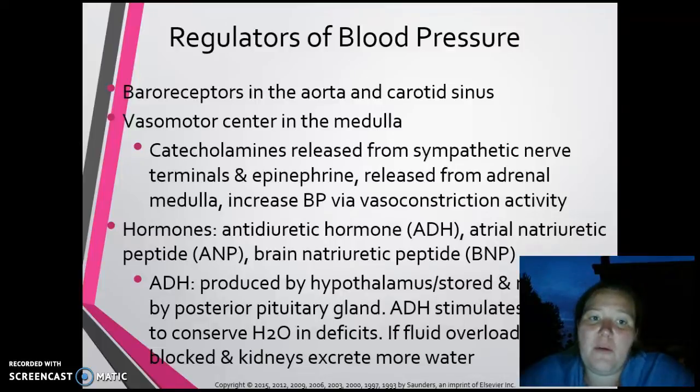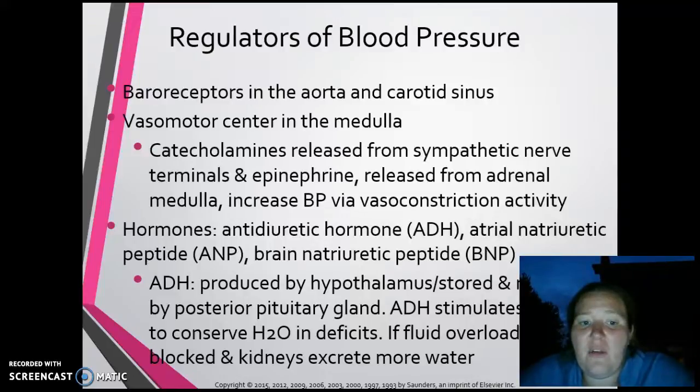We have baroreceptors in the aorta and the carotid sinus. These are the ones that are regulating the blood pressure. Your baroreceptors in the aorta take on and regulate what's going on with that. Then the vasomotor center in the medulla, so in our brain. You can read through this.